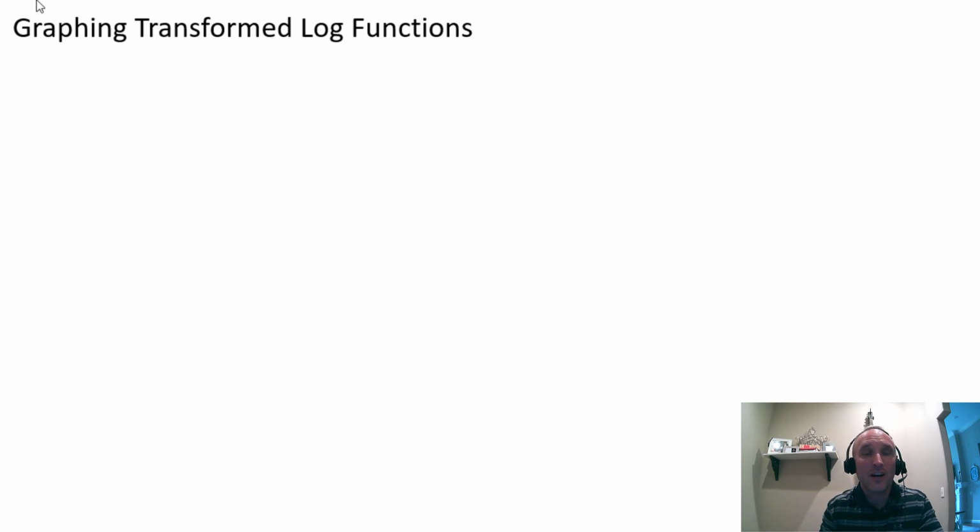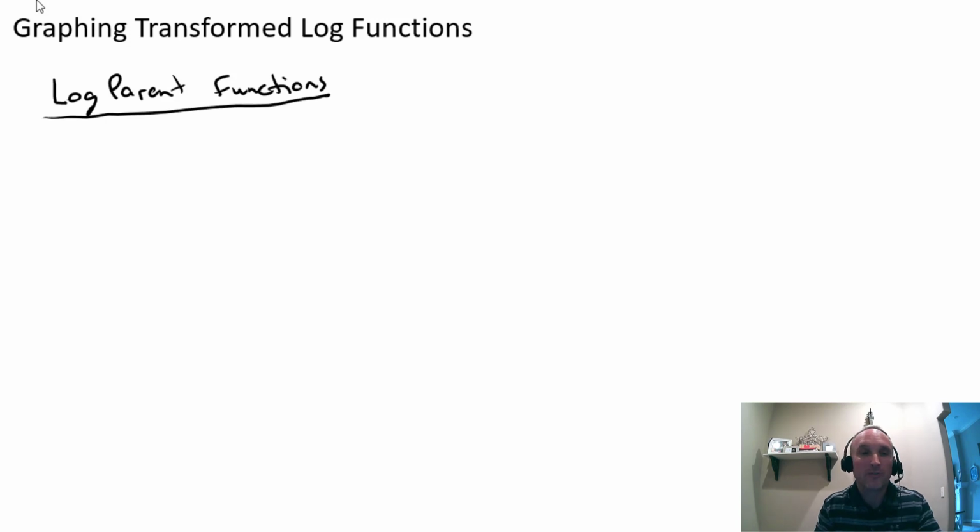Hey, we're going to graph some logarithmic functions with transformations. Before we do, I'm going to quickly remind you of some things that you should already know before this video. You need to understand log parent functions, and there's really two shapes that you would encounter. A log parent function always looks like y equals log with some base of just x as the argument. Any arithmetic that occurs on this would be a transformation.